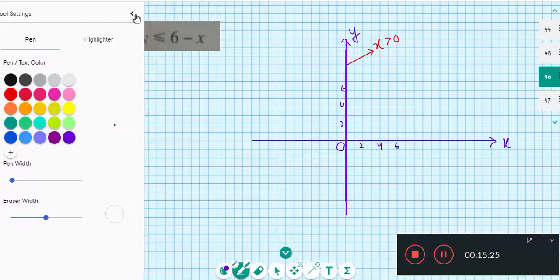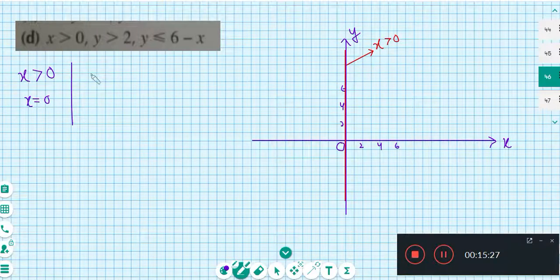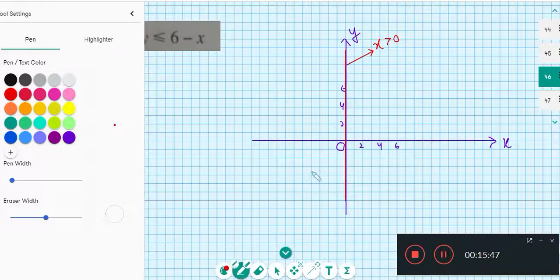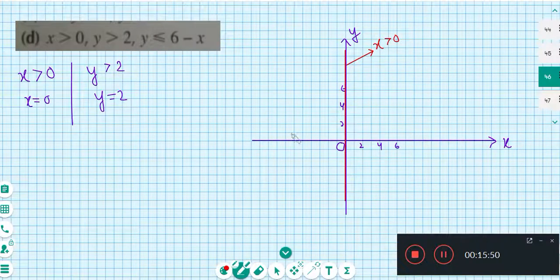Extending this line. This is y is less than or equal to 6 minus x. This line should be a solid line as it has an equal sign. It means the points on the line are also included in the region. Okay, now defining the regions.